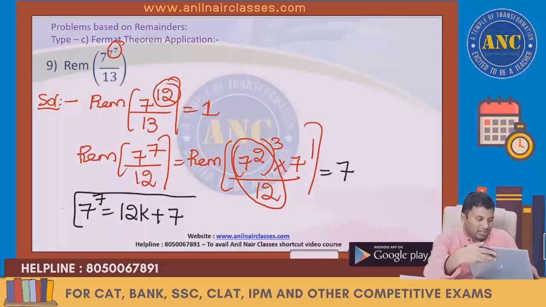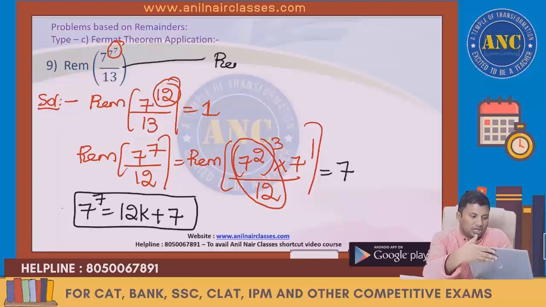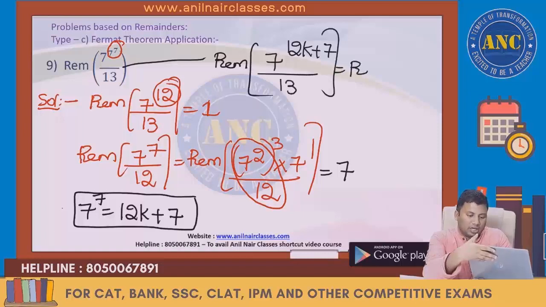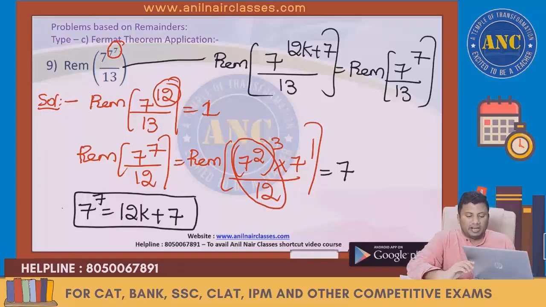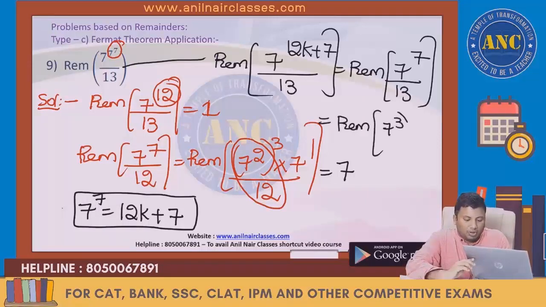7 power 7 is 12k plus 7. So this is nothing but remainder of 7 power 12k plus 7 divided by 13. This is nothing but remainder of 7 power 7 divided by 13. So here it is 7 cube whole square into 7 power 1 divided by 13.